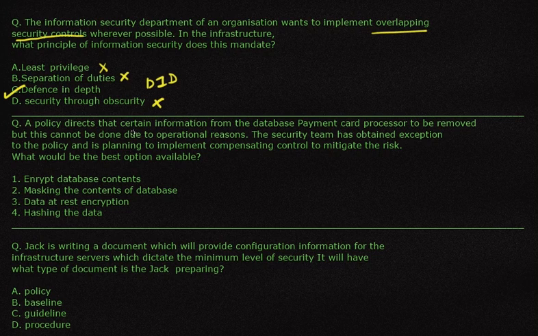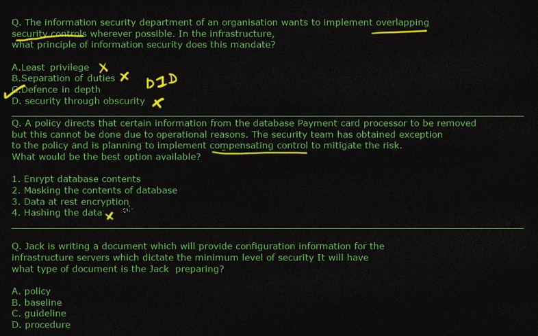Next question. A policy directs that certain information from the database of a payment card processor be removed, but this cannot be done due to operational reasons. The security team has obtained an exception to the policy and is planning to implement a compensating control to mitigate the risk. What would be the best option available? So understand the question. Okay, so compensating control, what is the compensating control?